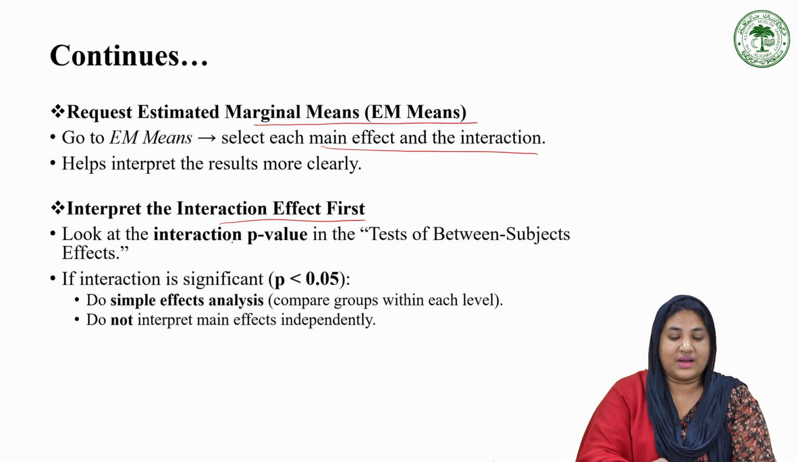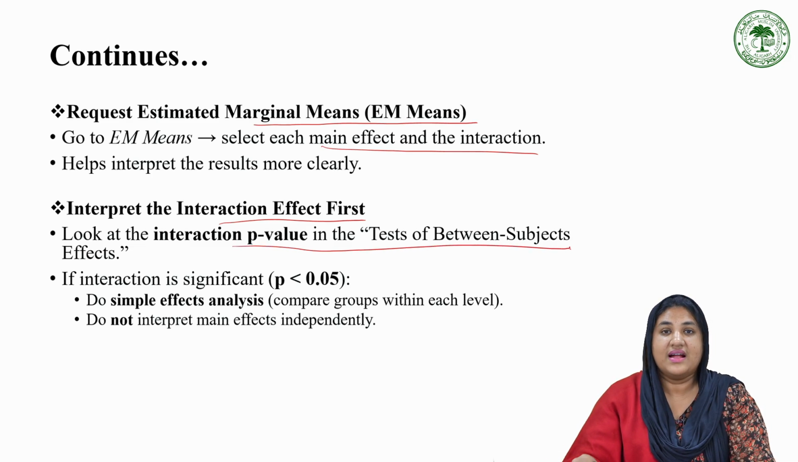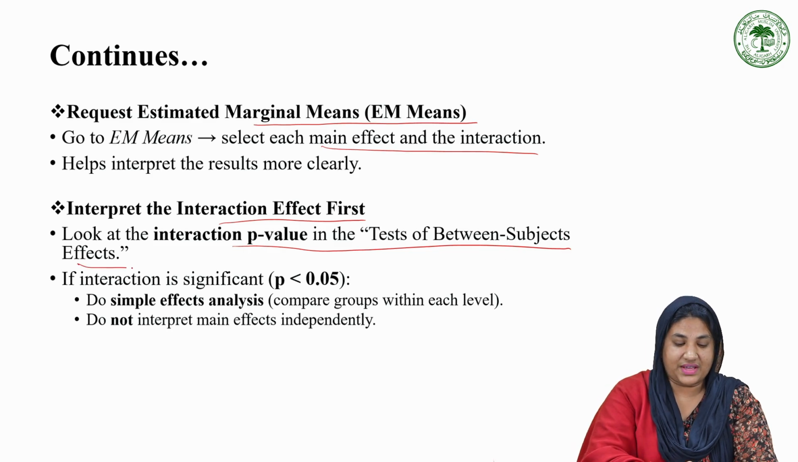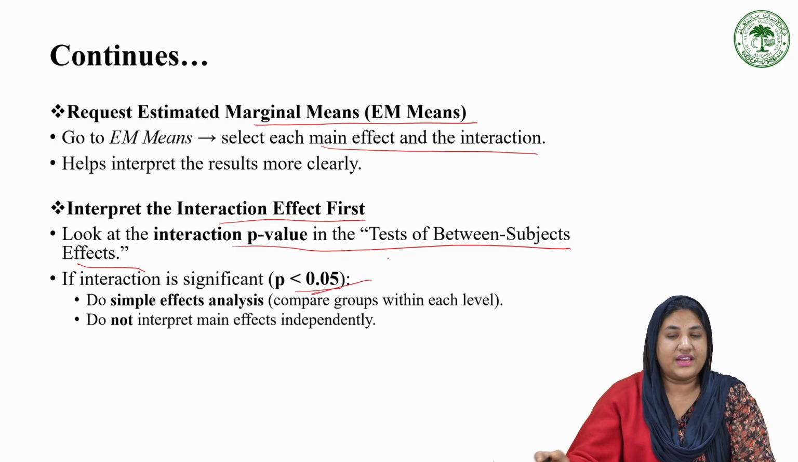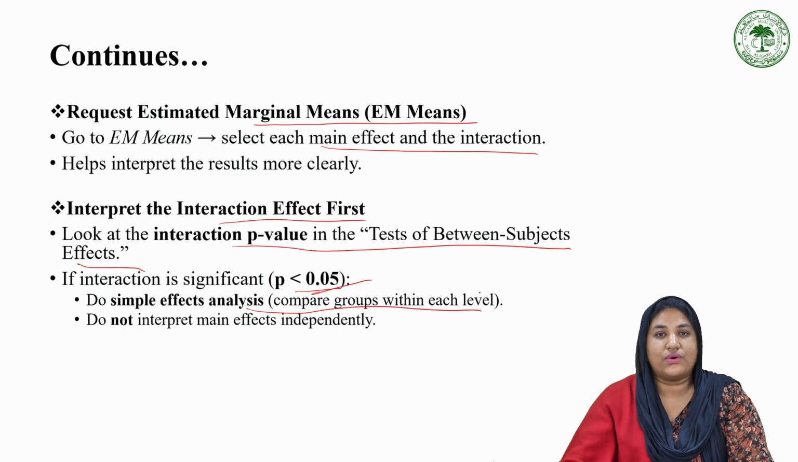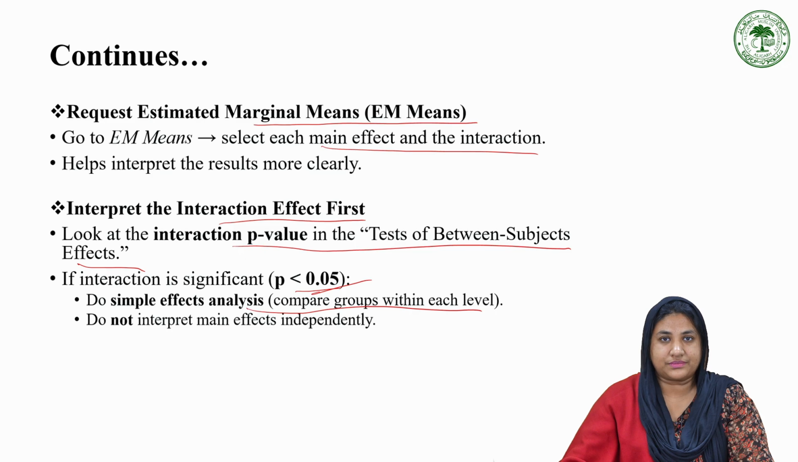For example, look at the interaction p-value in the test of between subjects effects. If the interaction is significant, that is, less than 0.05, then you can do simple effect analysis. That means you can go for the comparison of groups within each level.